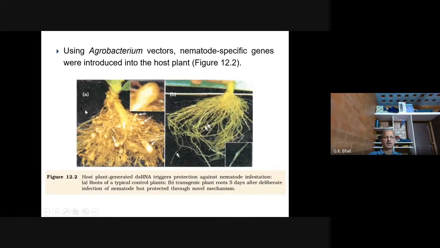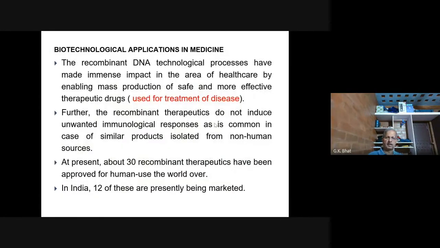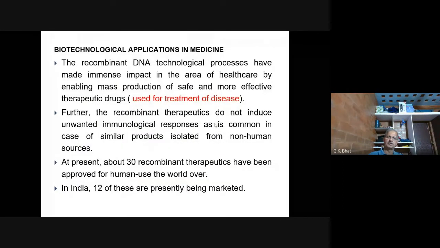This is A, roots of a typical control plant. B, transgenic plant roots 5 days after deliberate infection of nematode but protected through a novel mechanism. So the moment these RNAs are introduced, that stops this parasitic RNA from getting translated. Now let us look into biotechnological applications in medicine.